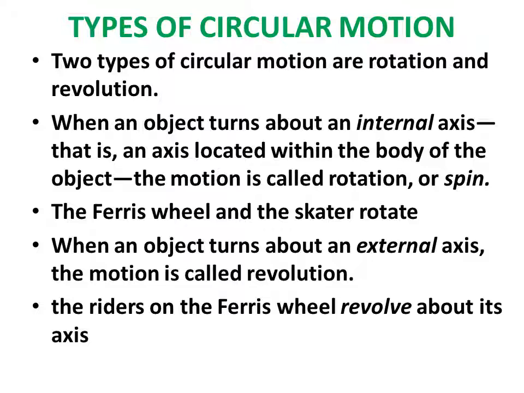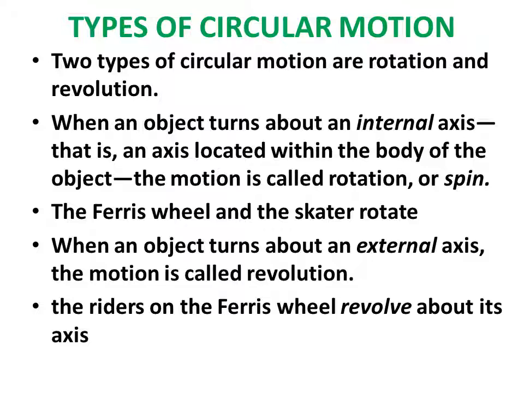When an object turns about an external axis, the motion is called revolution. The riders on the Ferris wheel revolve about its axis. This is an example of revolution.